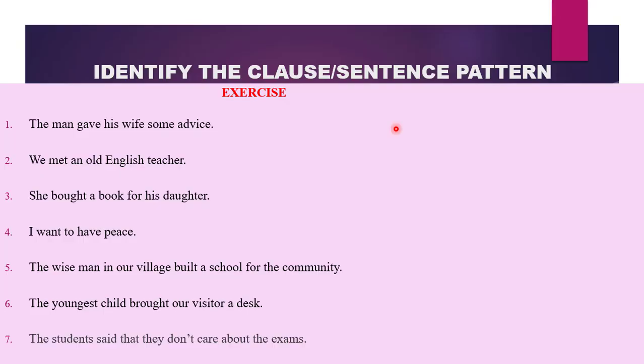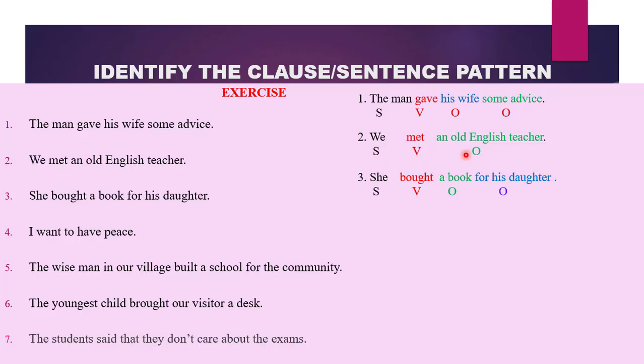Let us see the answers. The first one is an SVOO pattern. The man our subject, gave our verb, his wife our indirect object, some advice our direct object. We met an old English teacher. We our subject, met our verb, and whom did we meet? An old English teacher our object. So we have an SVO pattern.